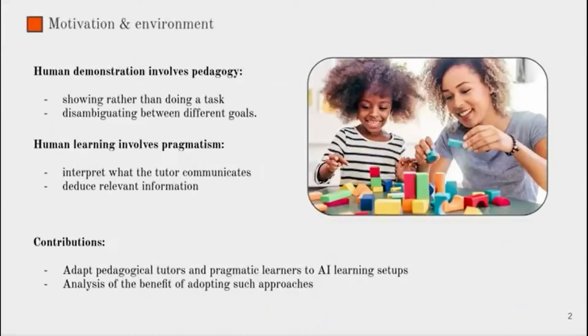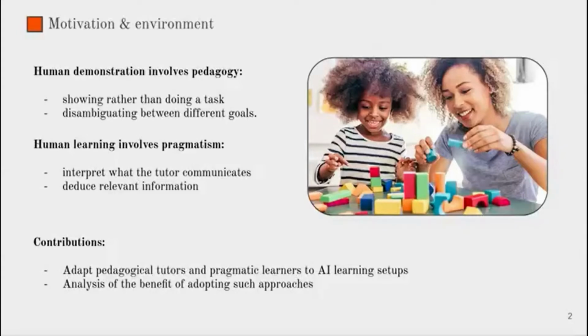In our paper, we draw inspiration from the fact that human demonstration involves pedagogy, with showing rather than doing a task, or disambiguating between different goals. Also, human learning involves pragmatism, with interpreting what the tutor communicates and deducing relevant information. In our paper, we make the following contribution. We adapt pedagogical tutors and pragmatic learners to AI learning setups, and we provide an analysis of the benefit of adopting such approaches.